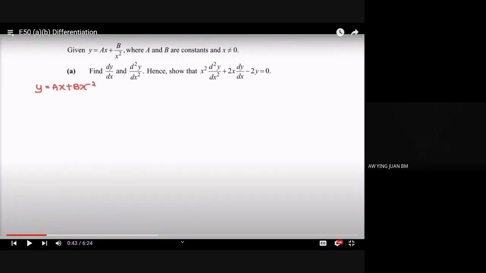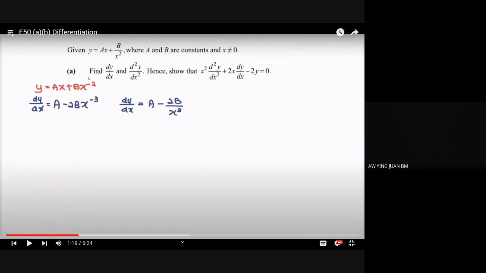So apa tujuannya saya modify soalan ni? Supaya memudahkan kita untuk differentiate situasi ini. Next, I'm going to differentiate the situation with respect to x. So where we have dy dx equals to a minus 2b x to the power negative 3. So we write the situation and we will have dy dx is equals to a minus 2b over x cubed.